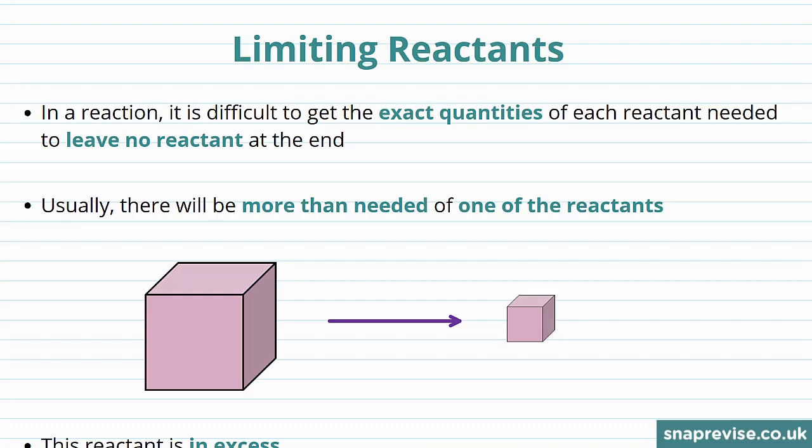In the first half of the video, we talked about a reaction in order to create ammonia, in which nitrogen was reacted with hydrogen, where the hydrogen was in excess. We could have described the nitrogen in this reaction as the limiting reactant.